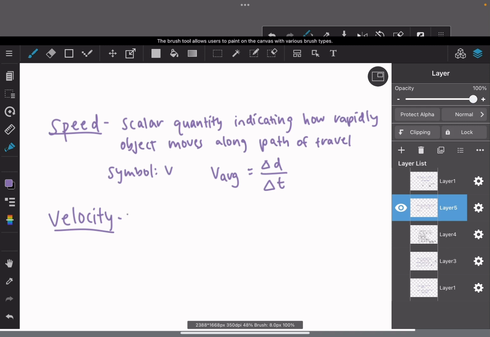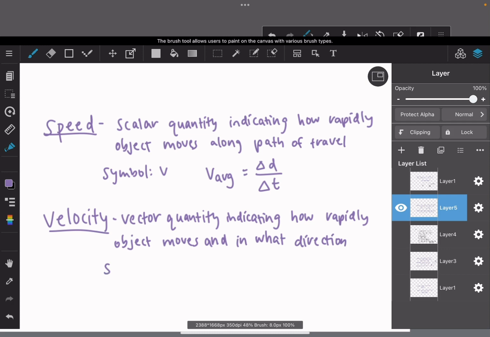Now, velocity is a quantity that indicates how rapidly an object moves and in what direction. So this would be a vector quantity because it has both magnitude and direction. And the symbol for velocity is a v with the vector symbol over it.